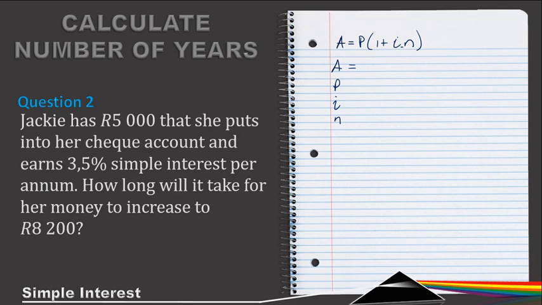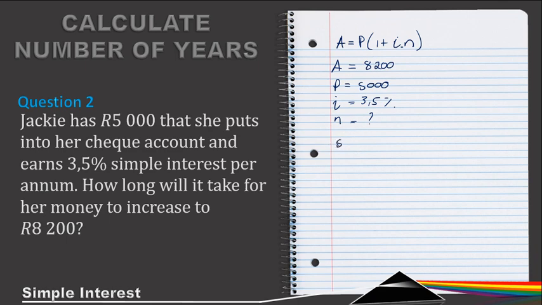And what's given, the 5,000 is the principal amount that she puts away. Then the interest is 3.5%. And then the number of years, how long will it take for the money to increase? That's the number of years. And increase to 8,200, so that's your final amount, 8,200. Okay, so now we basically substitute this into that formula.